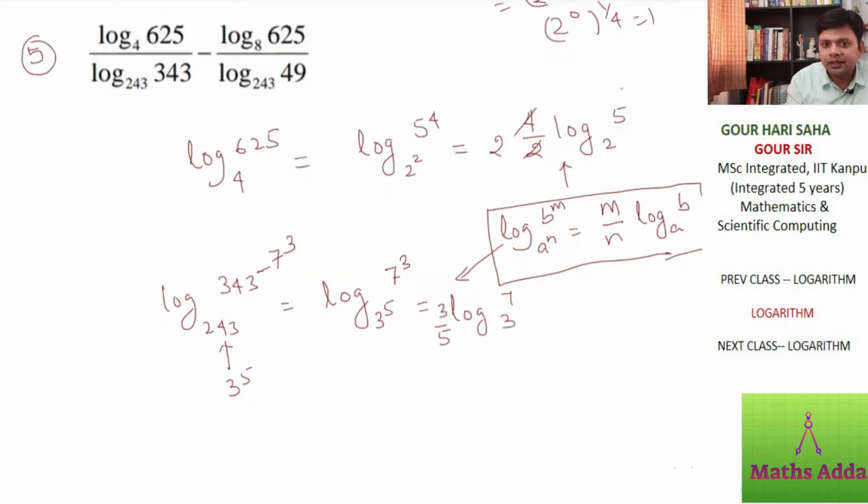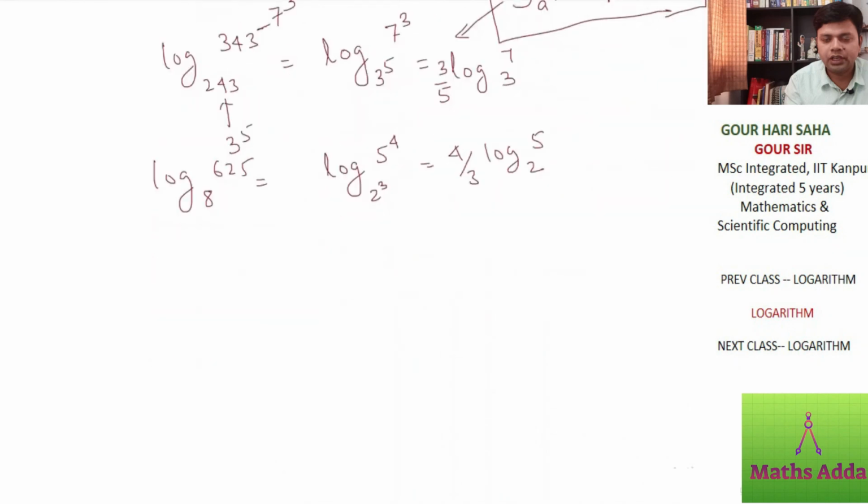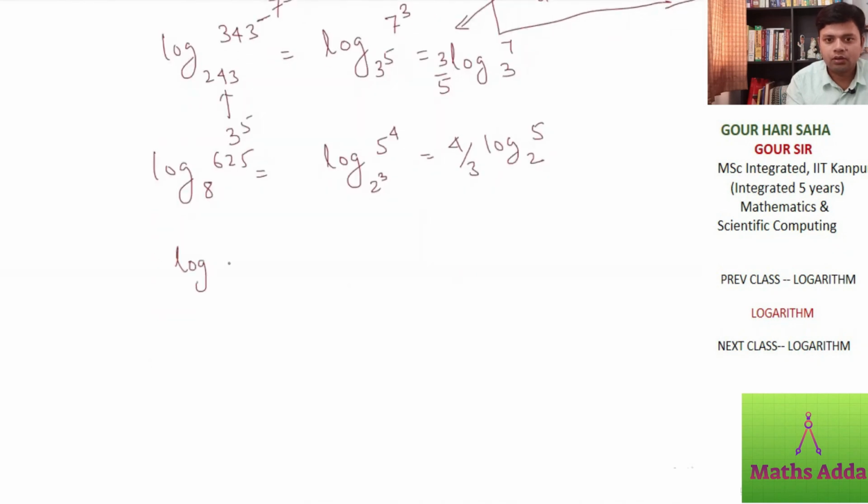Move further and simplify third term. All terms are like this one only. So log of 625 base 8. What it is? It is log of 5 to the power 4, and this is 2 to the power 3. This is 4 by 3 log of 5 base 2. Fourth is log of 49 base 243. This is log of 7 square base 3 to the power 5. So this is log of 7 base 3, and outside is 2 by 5.